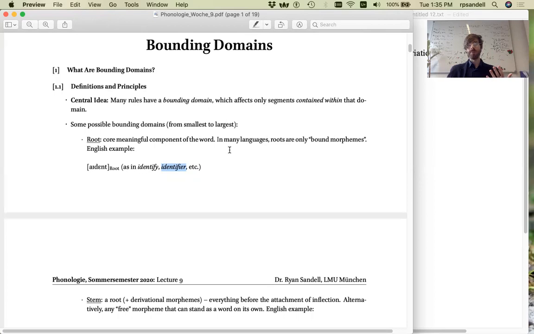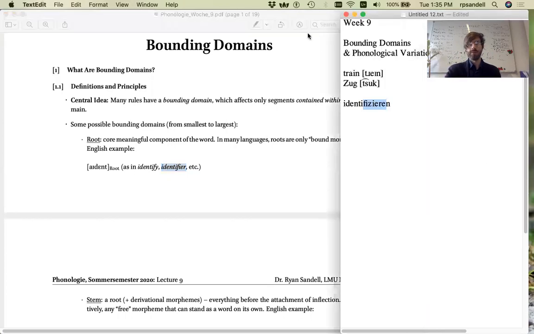In short, a stem will be everything that you see before the attachment of any inflectional morphology, before any additional inflectional morphemes are added onto a word. So, for instance, let's continue to use the English and German words train and Zug as an example here. If we take train in its singular form, there we have the root, and this word also then forms its own stem and has a word boundary as well.